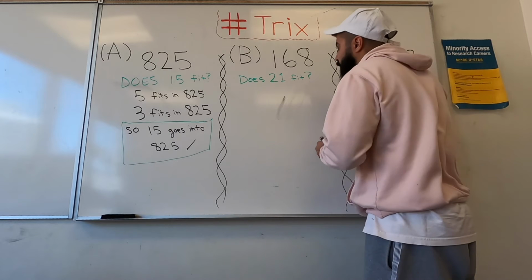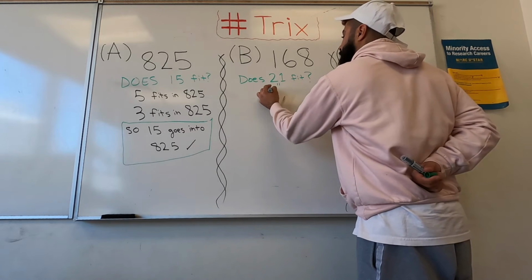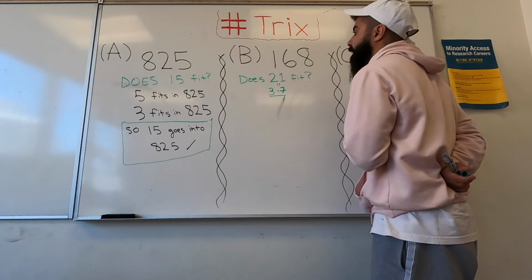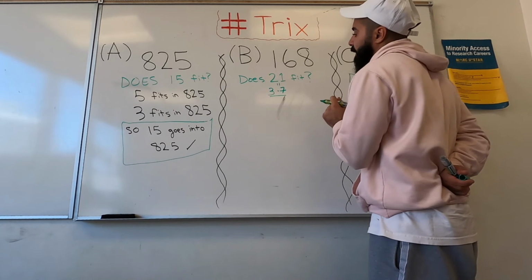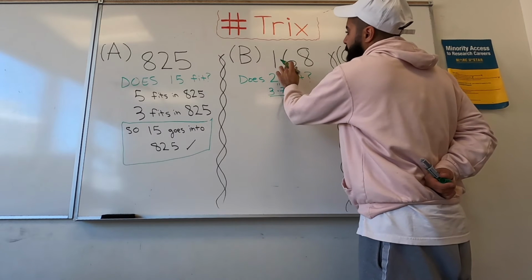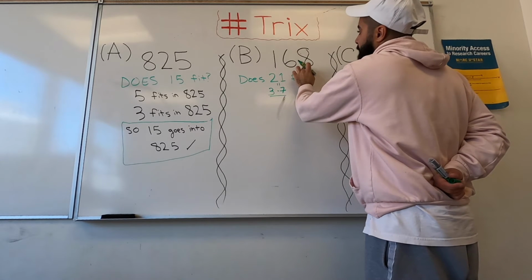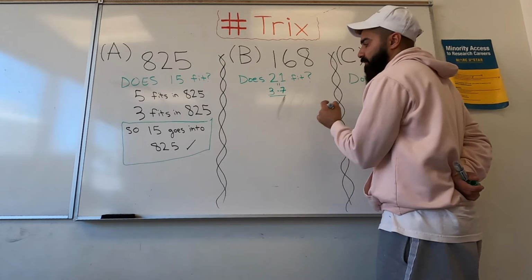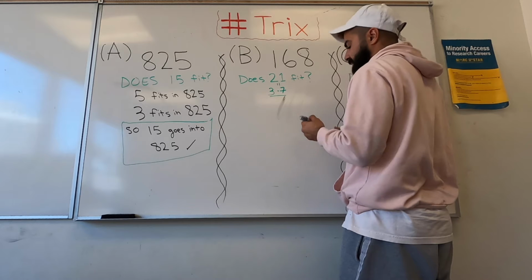21. We know that 21 is really equal to 3 times 7. Right? And let's check the rule for 3. So the rule for 3 says 1 plus 6 plus 8, right? So that's going to be, again, 15. 3 goes into 15, so 3 fits in 168.